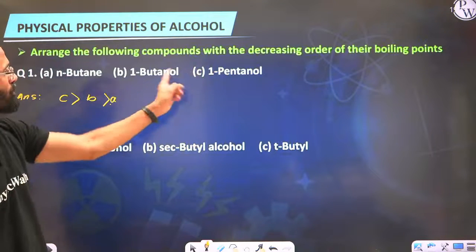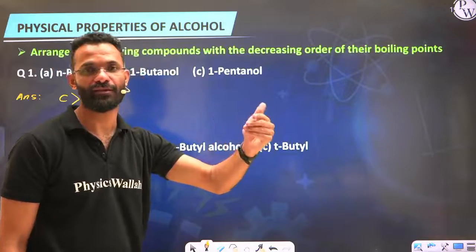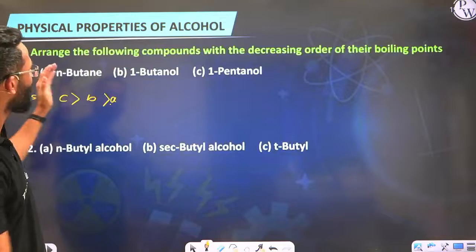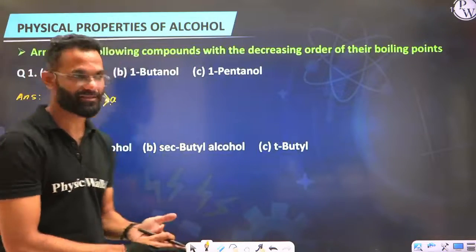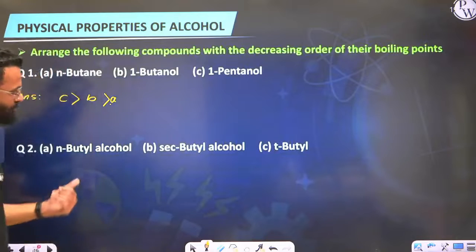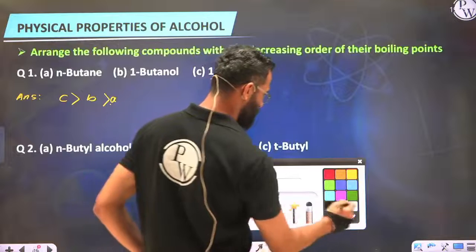So this too was case number 2, where you are comparing among alcohols only with different molar mass. The first one and the remaining 2 were the first case where you had different functional groups. Now let's see here: n-butyl alcohol, sec-butyl alcohol, tert-butyl alcohol.